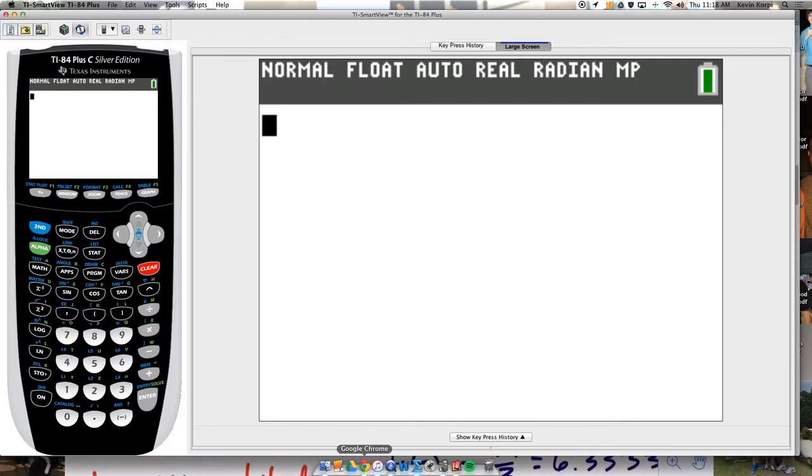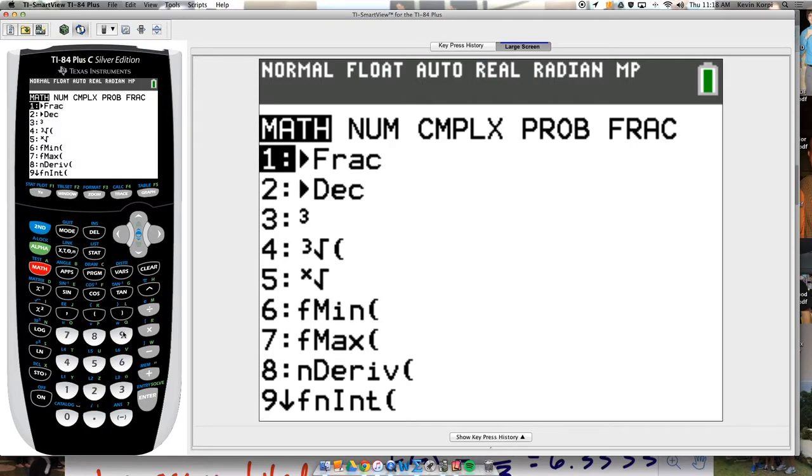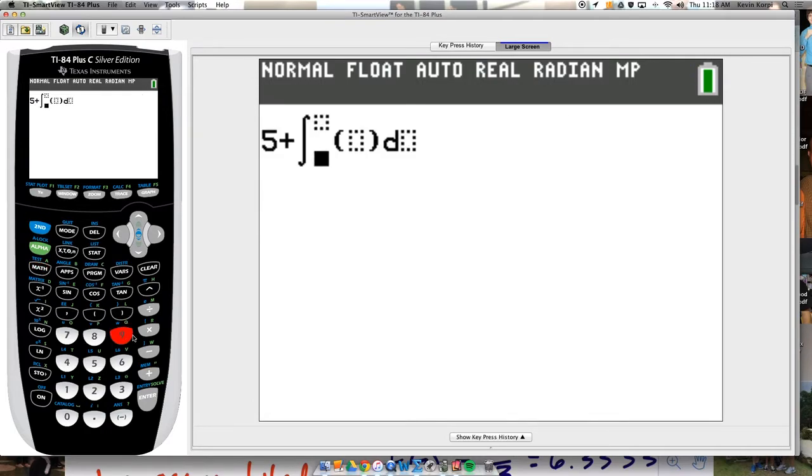All right, so here we go. We'll just type it in, 5 plus, and then math 9. This is, again, another reason we do it from the home screen, not the graphing screen. We can add 5 directly to it. 0 to 2 of 2x squared minus 2 with respect to x.